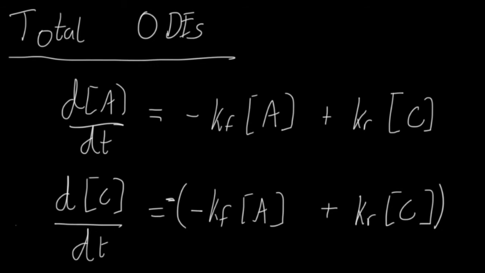And that's because, as we saw in the first example, as A is used up, C is produced, and likewise as C is used up, A is produced. And so there is a symmetry to the total ODEs.